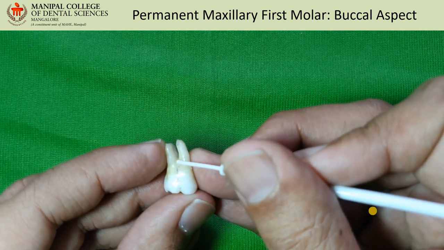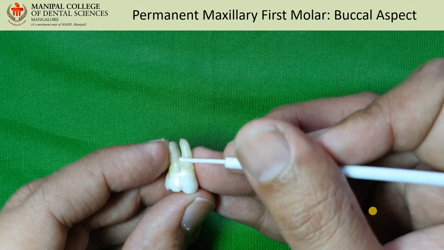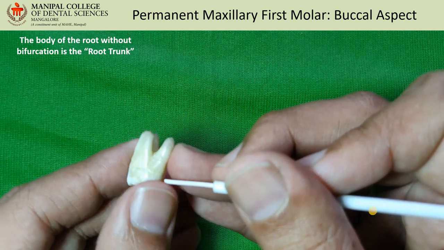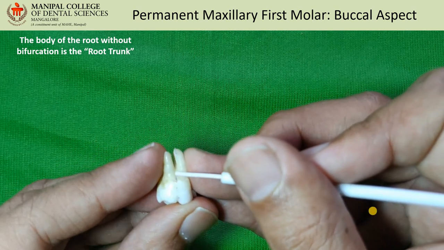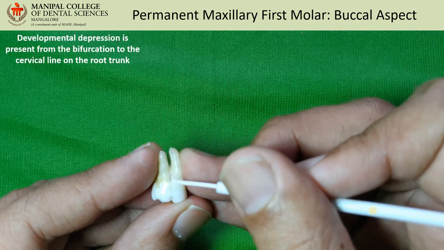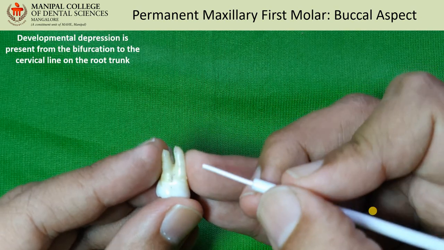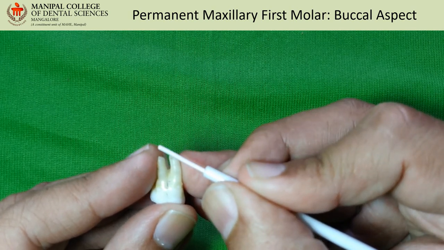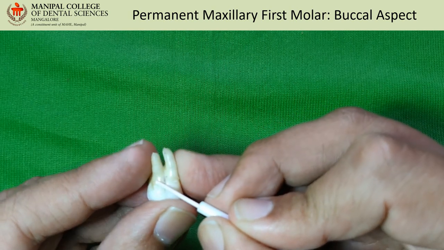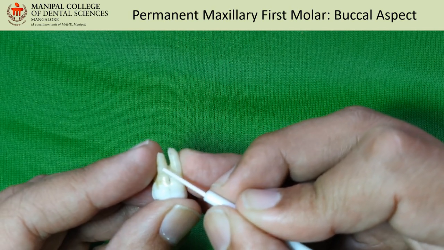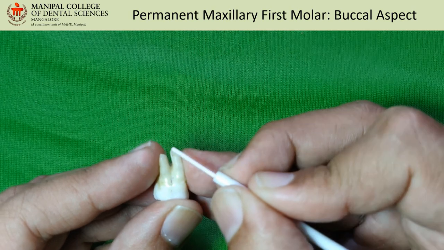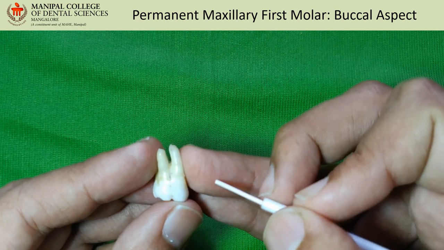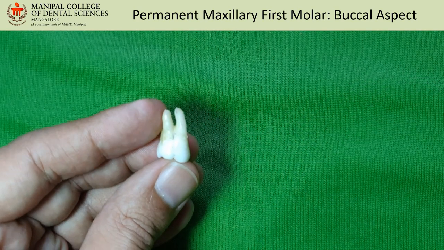And the level of the root which shows no bifurcation is called the root trunk. This is the base of the root from which the three roots develop. You also find a developmental depression from the bifurcation till the cervical line. The mesiobuccal root is straight and it tilts distally at the middle third. The distobuccal root also goes a little more towards the center and it tends to tilt mesially in most of the specimens. In this particular specimen, from the middle third, it is going in a distal direction. These are the salient features from the buccal aspect.